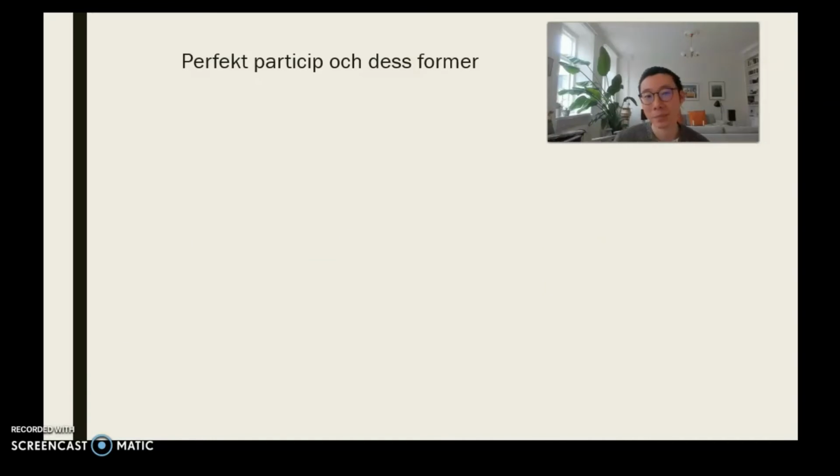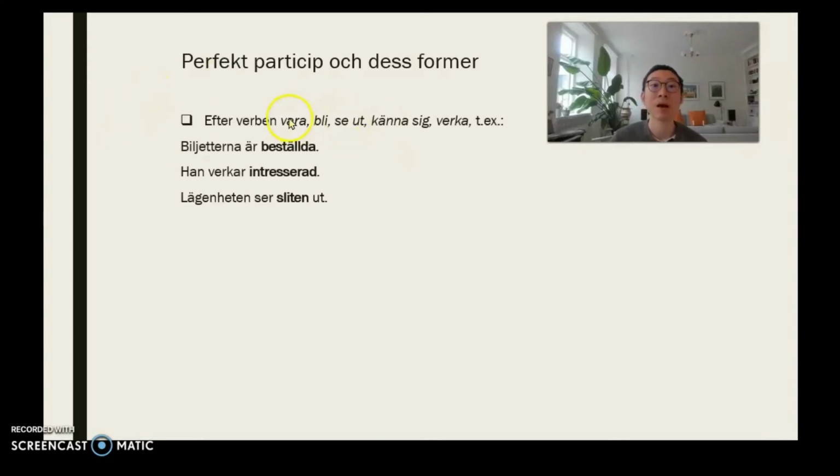Because perfect particip is a way to create new adjectives from verb, so we should think about that they can exist in all situations as you use adjectives. So we talked about it earlier that we can use adjectives after certain verbs. For example, vara, bli, ser ut, känna sig och verka. Vara, to be, so is or are, är på svenska. Bli, become. Ser ut, looks. Känna sig, feels. Verka, seems.